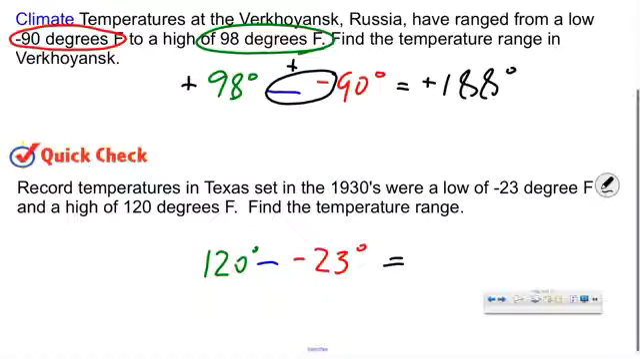Let's fix this. Is there a sign in front of 120? I could put one there. If there's no sign, I can put a plus. Now, these two I got to combine. What can I make them into? A plus, right? And so I have 120 plus 23. What's that going to be? When I add those together, what do I get back? 143 degrees positive.